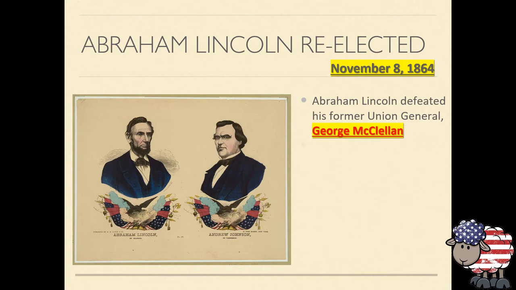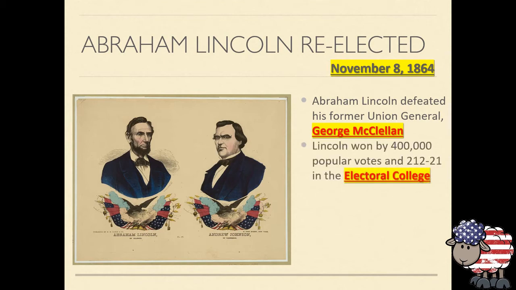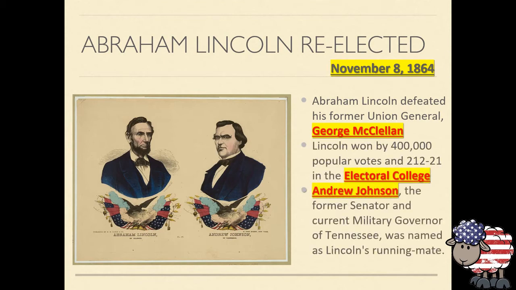However, he chooses Andrew Johnson, a former senator and military governor of Tennessee, as his running mate. The hope here is that you have a Southerner to help rebuild the United States, to help reconstruct it once the war is over. This decision will play very significantly during Reconstruction when the war is over. So remember Andrew Johnson.